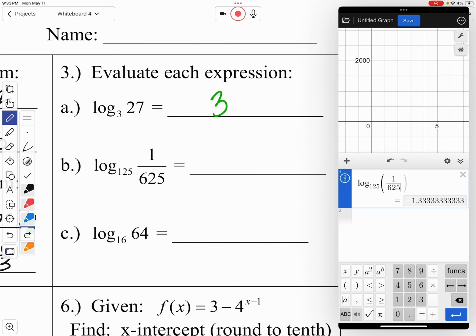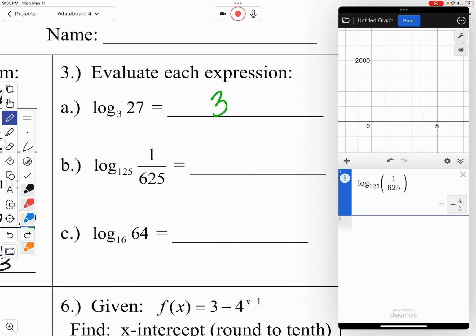625. And this comes out to, now look at this. This is a decimal. But if you look to the left in the blue selection bar, it does have a fraction. You can click that and it will automatically turn it into fraction form for you.